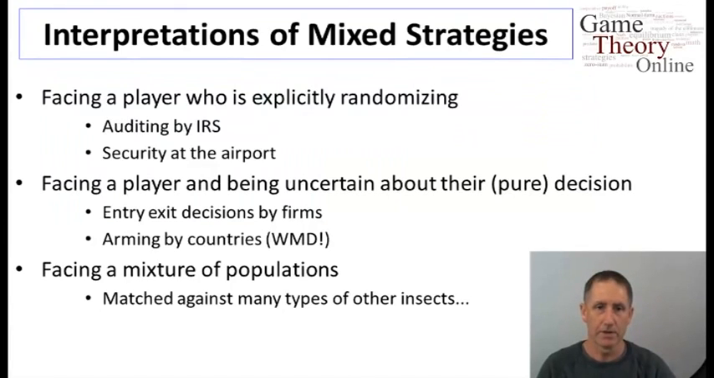Here are three. The first is indeed to think about facing a player who is randomizing, and we have ample examples. When the Internal Revenue Service decides who to audit, they definitely are randomizing. Or when in the airport the security personnel decide which people to pull aside and conduct a more detailed check on, again, they are using various randomization techniques.